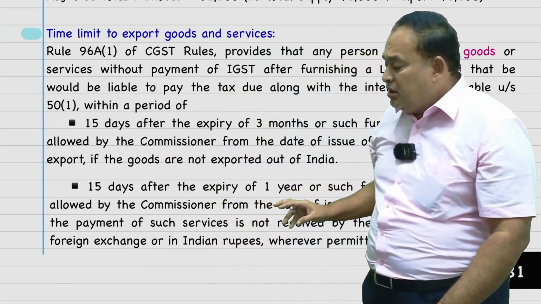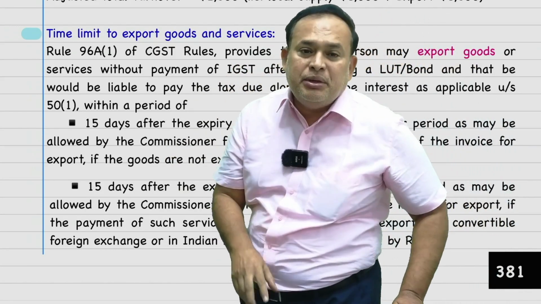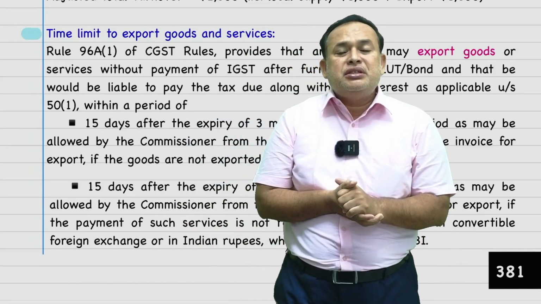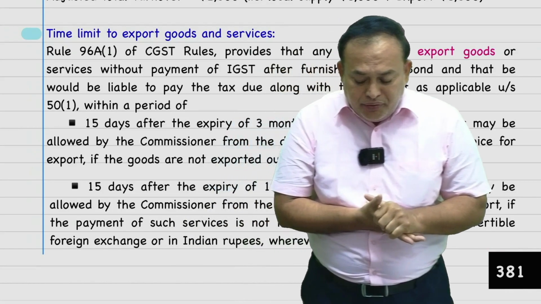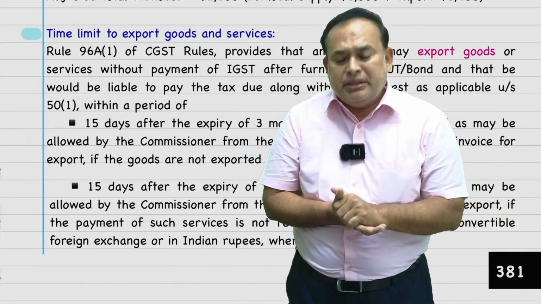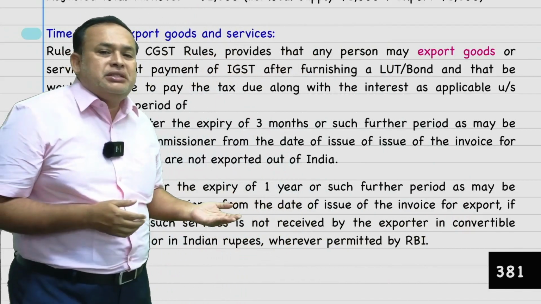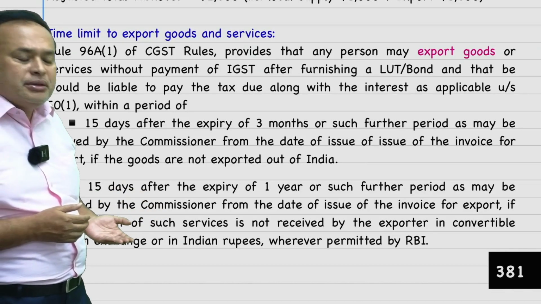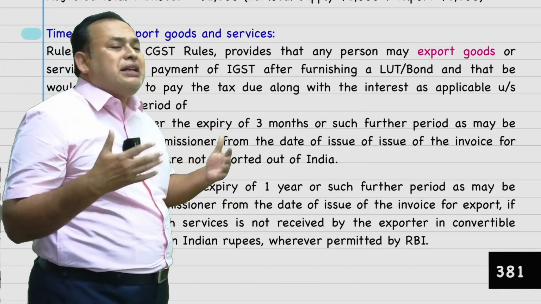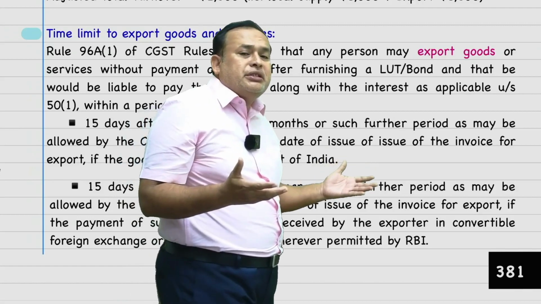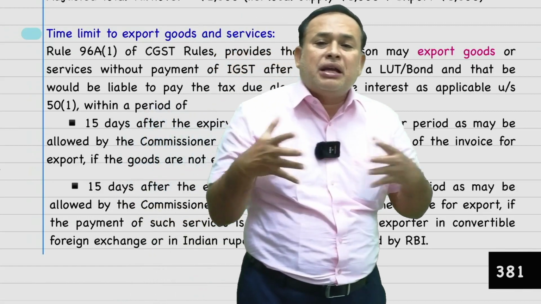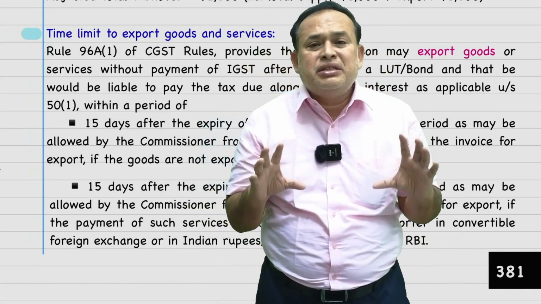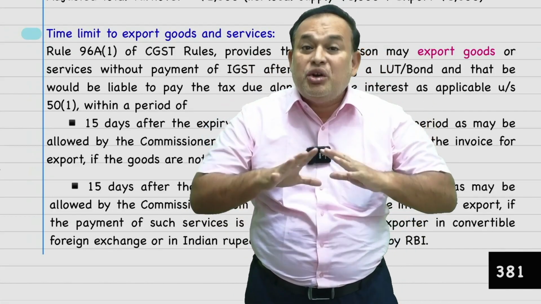Further, my dear friends, services. Services are considered, my dear friends. The export should take place within 1 year from the date of issue of invoice. A 1 year time period is there here. A 1 year time period is mentioned here. If you refer to 15 days after the expiry of 1 year, what does it mean? The 1 year time period may be extended by the commissioner. One can take the time limit as a base. Within 1 year, you export these services and receive the payment. That is called export of services.